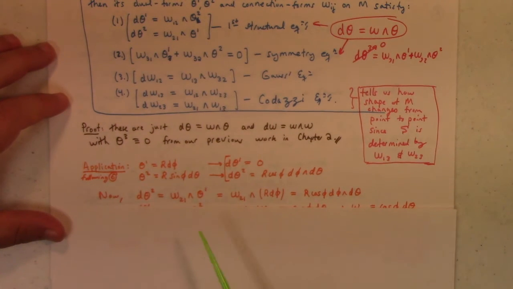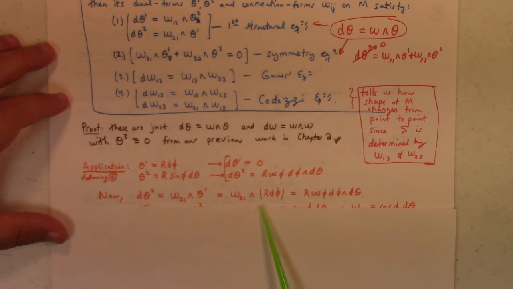Of course, I also know that d theta 2 is omega 2, 1 wedge theta 1, right? But theta 1 is r d phi. So that gives me r cosine phi d phi wedge d theta, all right? That makes me think maybe, just maybe, omega 2, 1 is like minus cosine phi d theta, right?